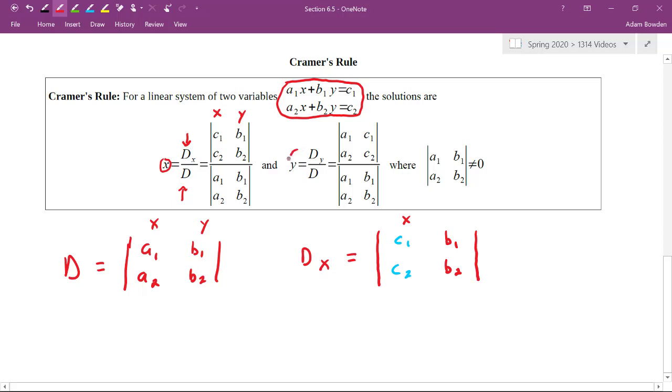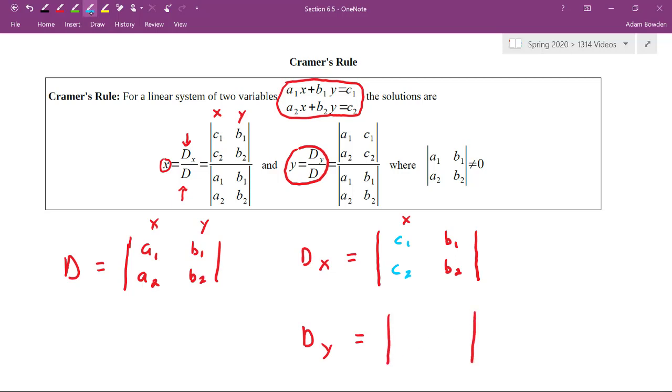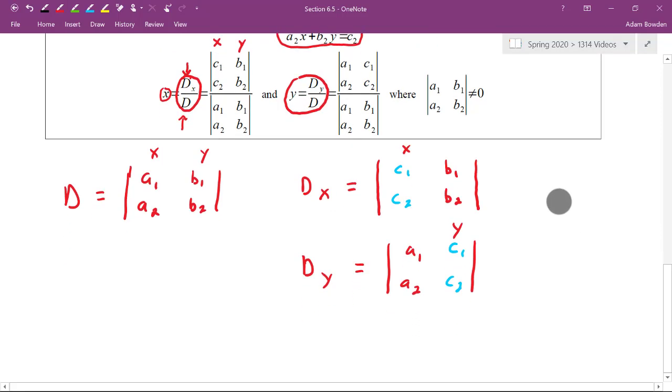And now to solve for y, we do Dy divided by D. Dy stands for the determinant where we take the y column and replace it with the constants from the two equations. The first column for x stays the same as the x coefficients in the system. So if we work out these three determinants and then calculate Dx divided by D, Dy divided by D, then we can calculate the values of x and y.